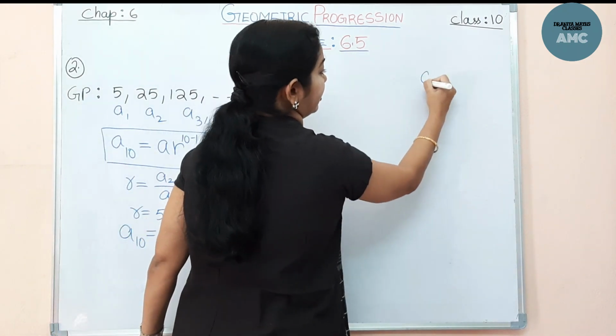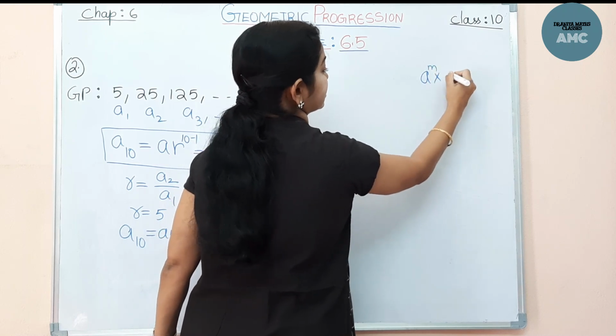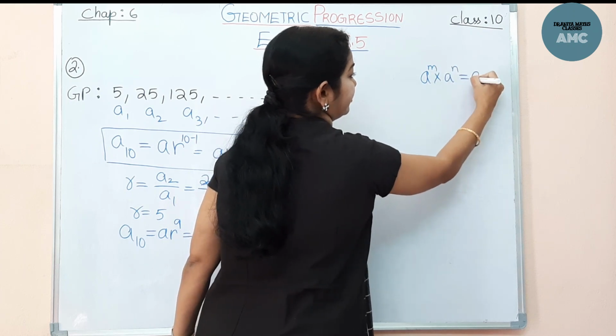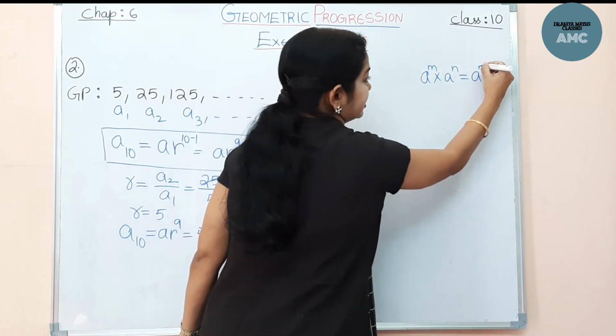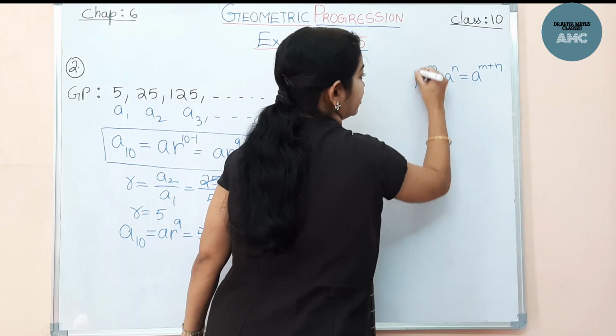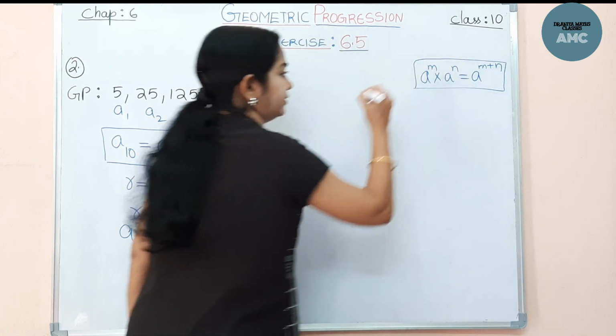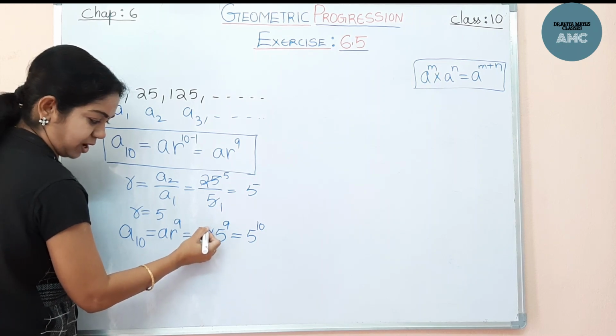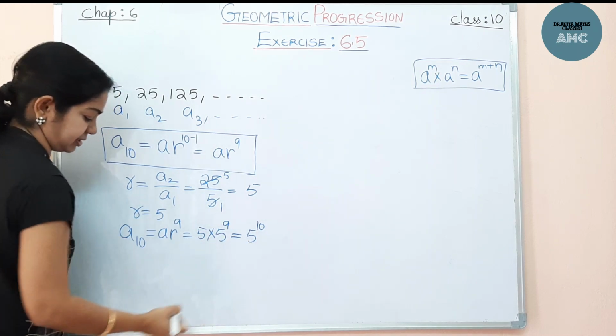This is nothing but the law of indices. If the bases are the same and if they are multiplied, we have to add the exponents. This is the first law of indices. We will be simply adding the exponents here. There is 1, 1 plus 9, so 10. So this comes to A10.